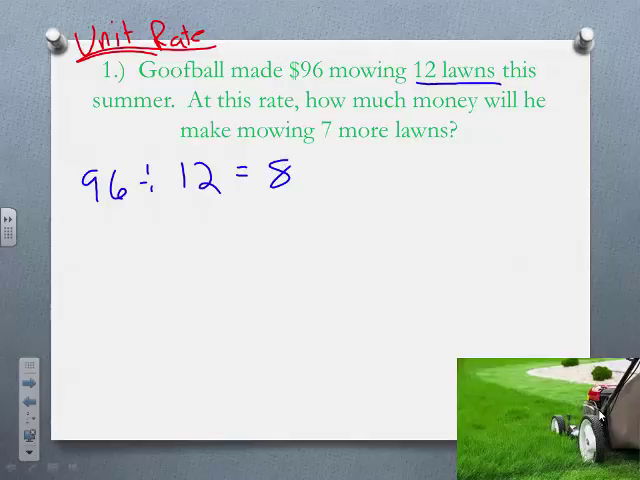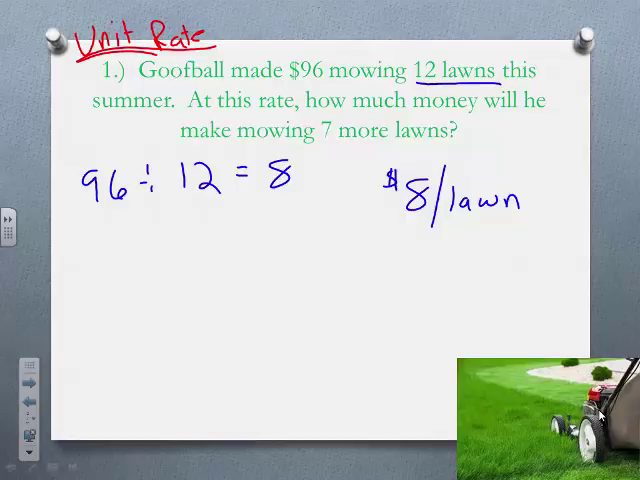So what does the 8 represent? 8 represents how much money he makes per lawn. So our unit rate here, this is actually a unit price because we're talking about money, $8 per lawn. Okay, so we did 96, we divided that by 12, giving us $8 per lawn.